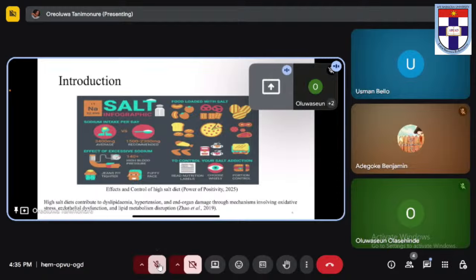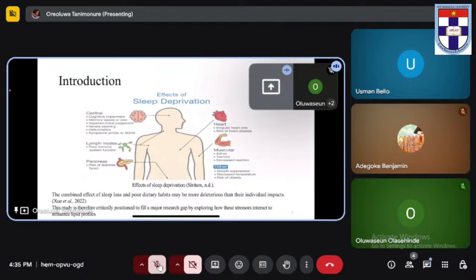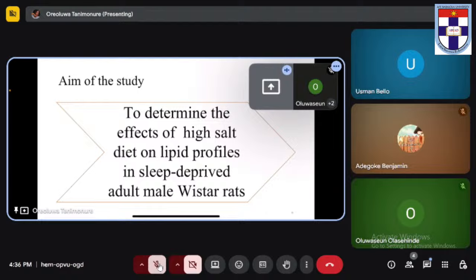Now, this second slide shows us the effects of sleep deprivation also. Sleep deprivation causes severe reactions like memory lapses. It could lead to hallucinations. It could lead to severe heart diseases. This research wants to show the implications of these combined stressors and how they interact to influence our lipid profiles. The aim of my study is to determine the effects of high salt diet on lipid profiles in sleep deprived adult male Wistar rats.